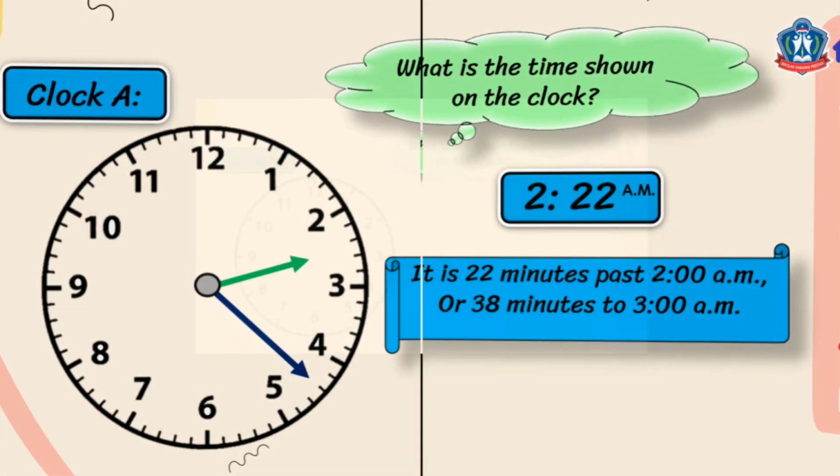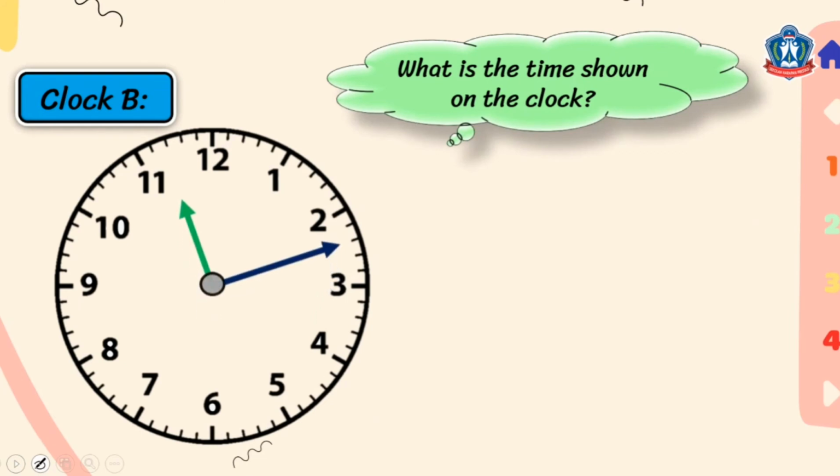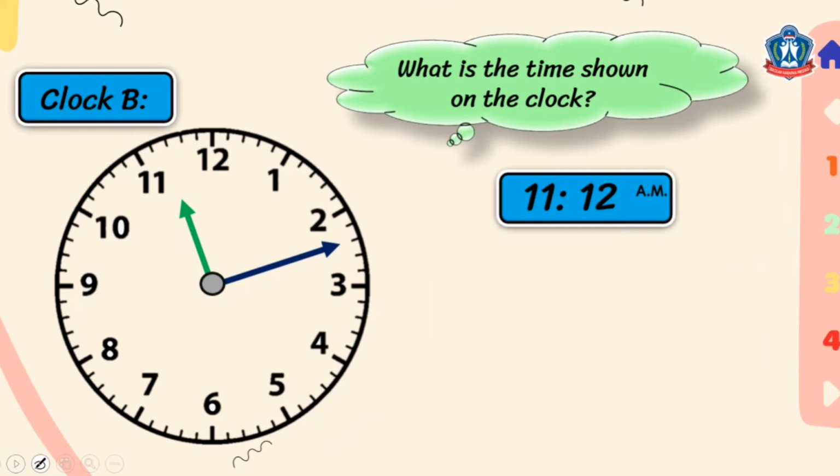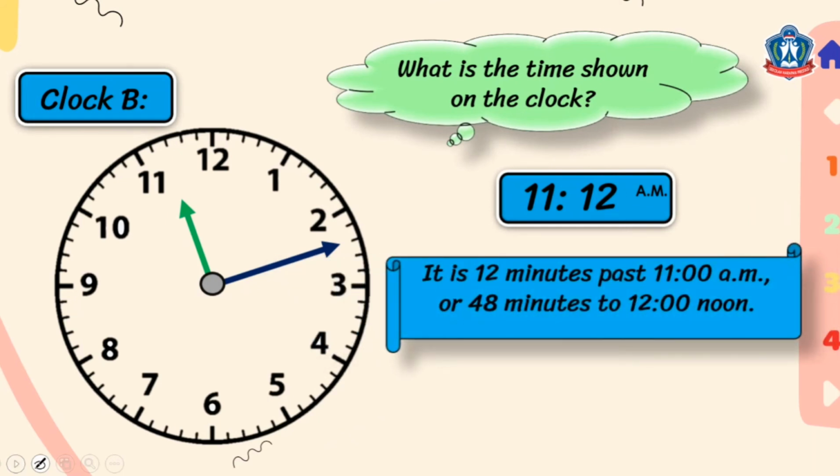How about our clock B? Take a look at the time. It's 11:12 a.m. So 11:12 a.m. is 12 minutes past 11 a.m., or 48 minutes to 12 noon. So we need 48 more minutes to go to 12 noon.